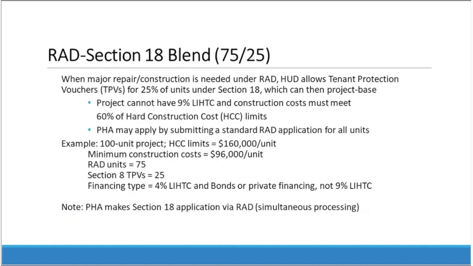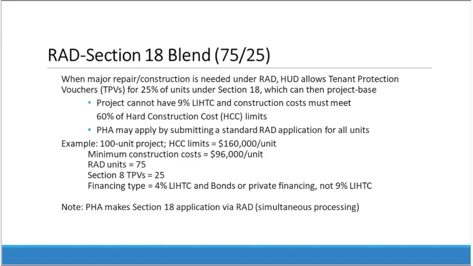This last one is the RAD Section 18 blend, or sometimes you'll see it written as 75/25. So the idea here is that you're blending a RAD approval with a Section 18 approval in order to boost your revenue, in order to attract more debt than you could otherwise, which allows you to achieve greater capital improvements by having increased your borrowing capacity.